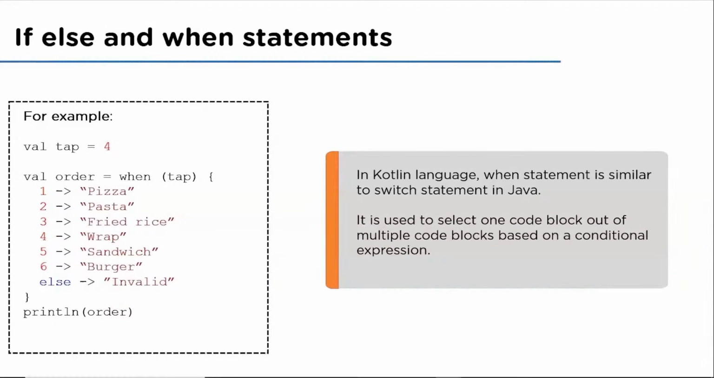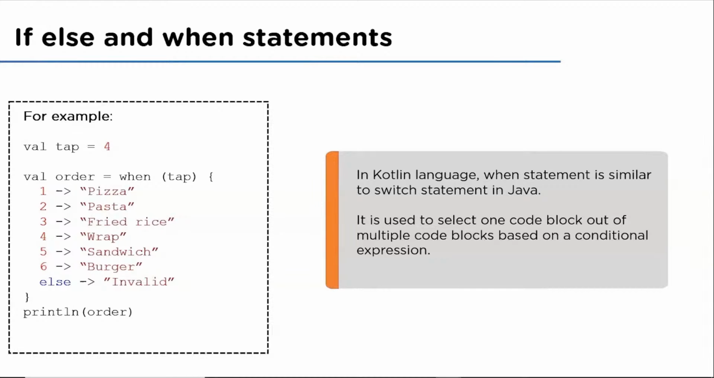When statements in Kotlin are similar to switch statements in Java. When statement is used to select one code block from the multiple code blocks based on a conditional expression. The code block which satisfies the condition is executed. For example, as you can see, the value 4 is assigned to the variable tab. Now, whichsoever value matches with the value of tab, that particular code block will execute. In this case, there are no code blocks but single line branches. The branch value that matches with the value of tab, that particular branch will execute. Like wrap will execute, which is then stored in the order variable, which is then printed.